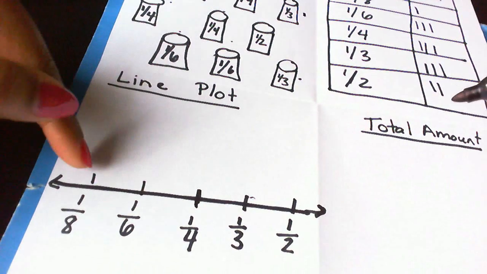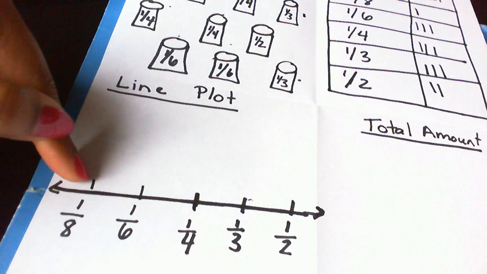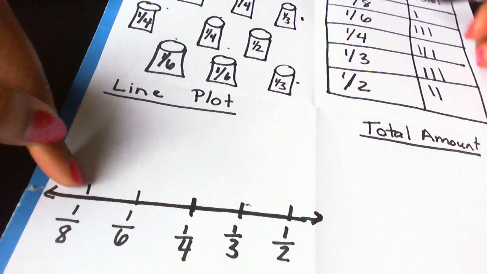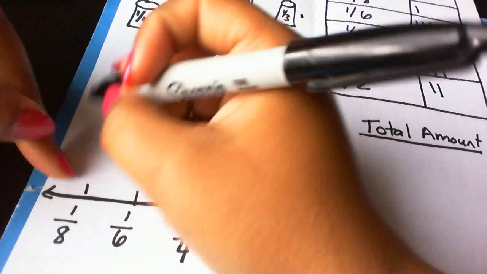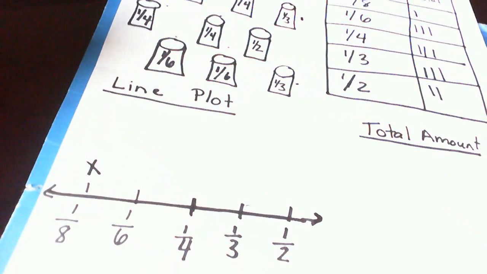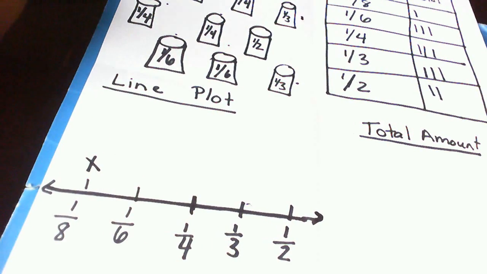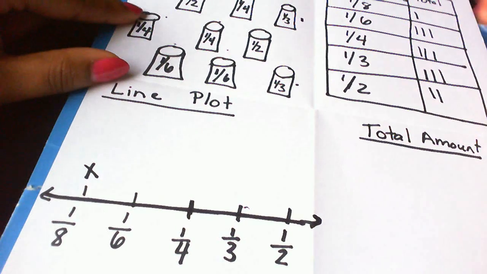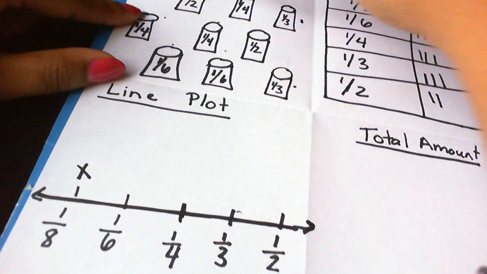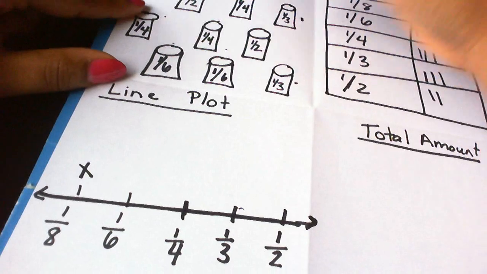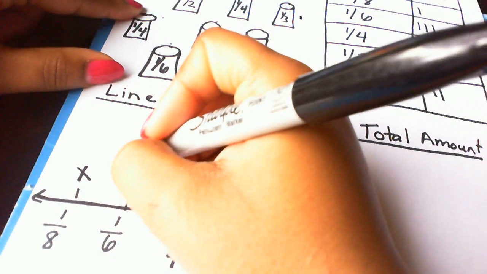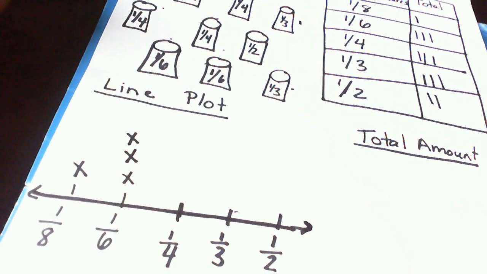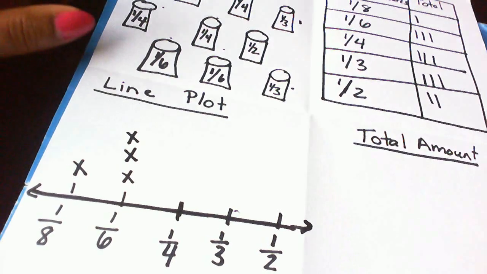And so we need to know how many 1/8. Well, according to my table, there's 1. But I'm going to do a second look, just in case, and I agree. So I'm going to put an X right there for 1. Now we're going to go to 1/6. The table says we have 3, so I should be able to find 3. 1, 2, 3. Now watch how we do this. We go 1, then we go on top of it, 2, we go on top of it, 3. Alright?